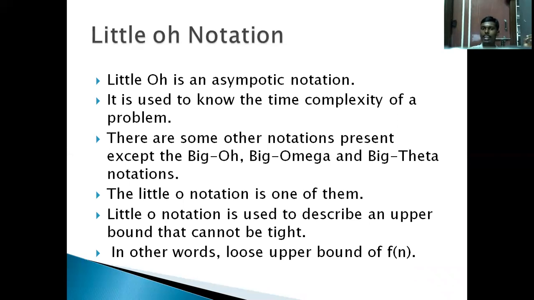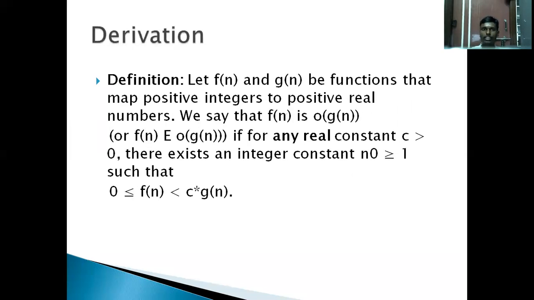Little o notation is an asymptotic notation. It is used to know about the time complexity of a problem. There are some other notations present except the ones I said before, big O notation, big omega or big theta notations, etc. The little o notation is one of them. Little o notation is used to describe an upper bound that cannot be tight. When there are two bounds, that is upper bound and lower bound, it describes the upper bound that cannot be tight. In other words, it explains the loose upper bound of f of n, meaning a function.